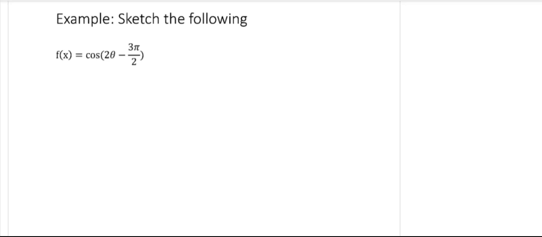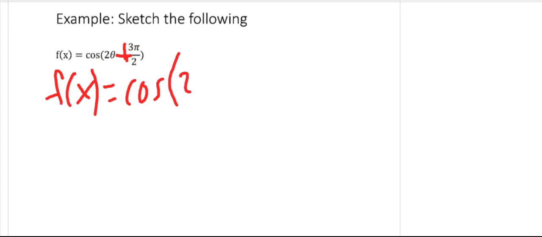Actually, let's do this one. The only thing that I'm going to do is change it to a plus sign right there in the middle. I'm just going to write it so you can see it better. It'll be f of x is equal to cosine 2x, ooh, look at that, I should put an x there, not a theta. So that was wrong. Plus 3 pi over 2. So this right here is my equation, not the one on top.